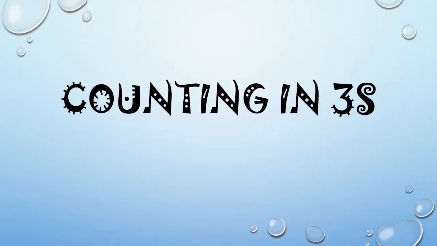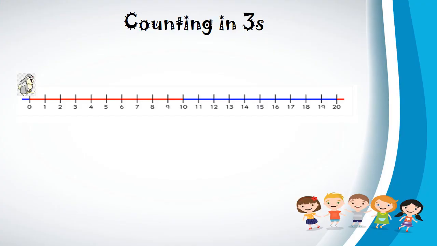Now we learn counting in threes. Counting in threes is similar to counting in twos. Counting in threes, we skip 2 numbers and jump to the third number. Like this bunny who skipped the numbers 1 and 2 and jumped to the number 3. Then it skips the numbers 4 and 5 and jumps to the number 6.